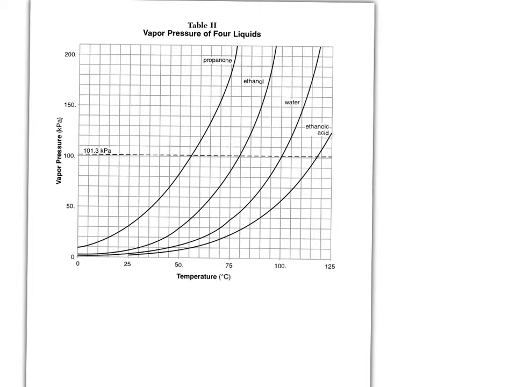There are some important things to note here on reference table H. Table H gives the vapor pressure of 4 different liquids. You can notice that as the temperature increases, the vapor pressure of the liquid increases. So we know that as temperature increases, liquids tend to evaporate more quickly. Also recall that the normal boiling point correlates with the intersection of any given line with the vapor pressure of normal or standard pressure, which is 101.3 kilopascals.